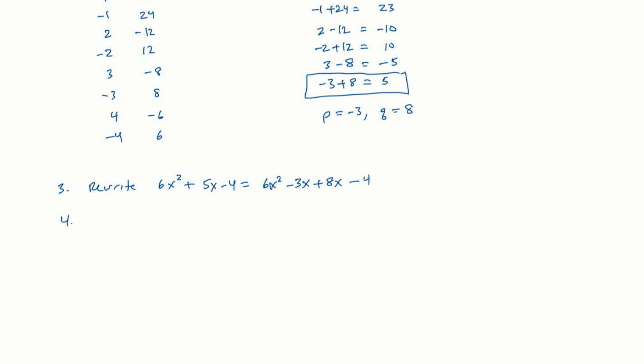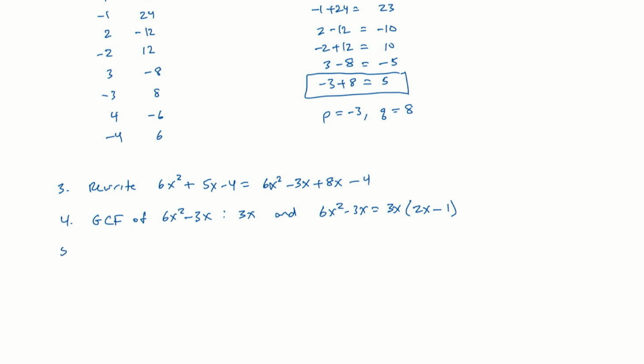Okay, now what we need to do is find the greatest common factor of the first two terms. Greatest common factor of 6x squared minus 3x. And this is going to be 3x. And so 6x squared minus 3x is equal to 3x times 2x gives us back the 6x squared, and then 3x times minus 1 gives us the minus 3x back.